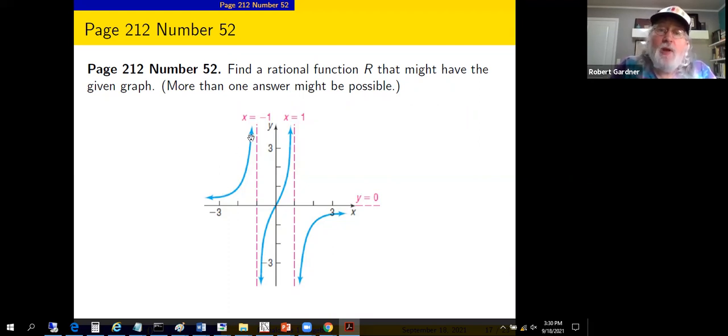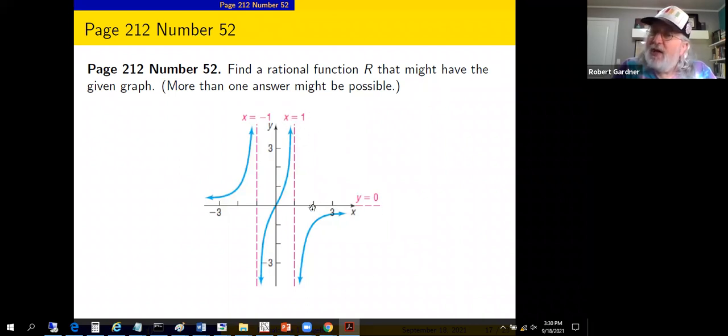Things we know: vertical asymptote at -1, vertical asymptote at +1, horizontal asymptote of 0. Just like when we graphed them, probably the first thing you did was draw the asymptotes. So let's observe that first. What's that tell you? We must have an x + 1 in the denominator, and we must have an x - 1 in the denominator.